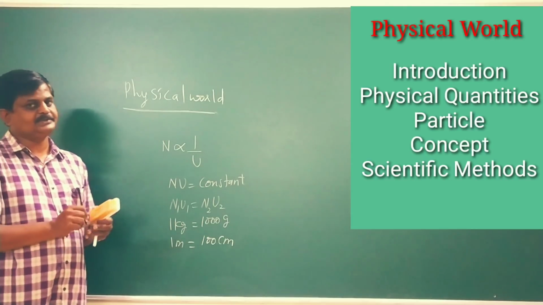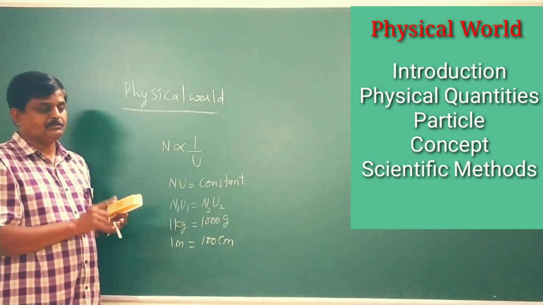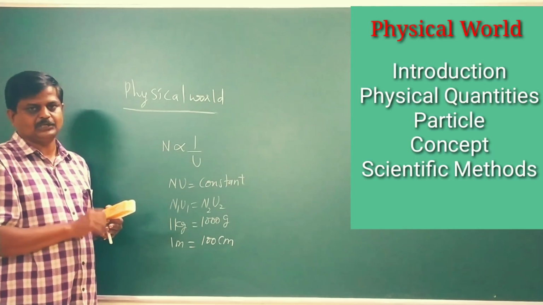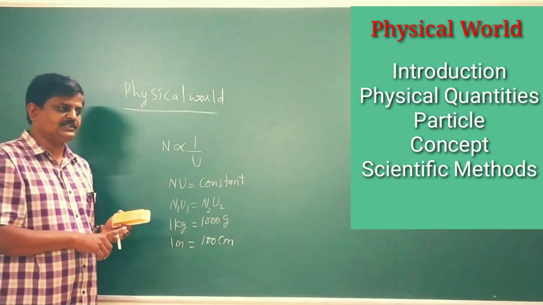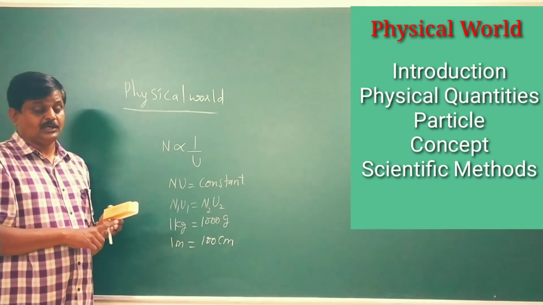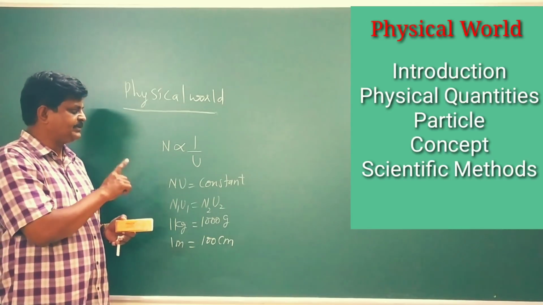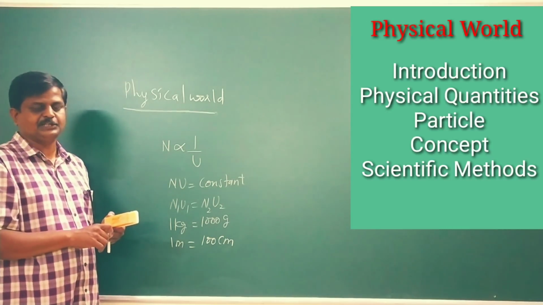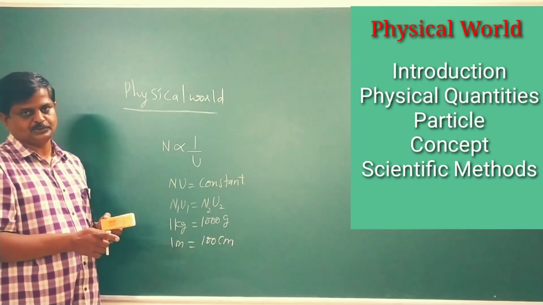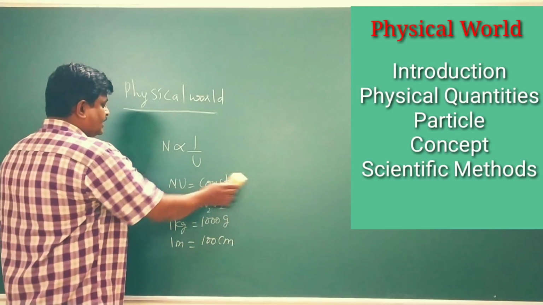What are physical quantities? The quantities which are measurable are called physical quantities. And how do you measure physical quantities? By number and unit. How do you relate that the number of a physical quantity is inversely related to the unit chosen? Therefore, nu is equal to constant.